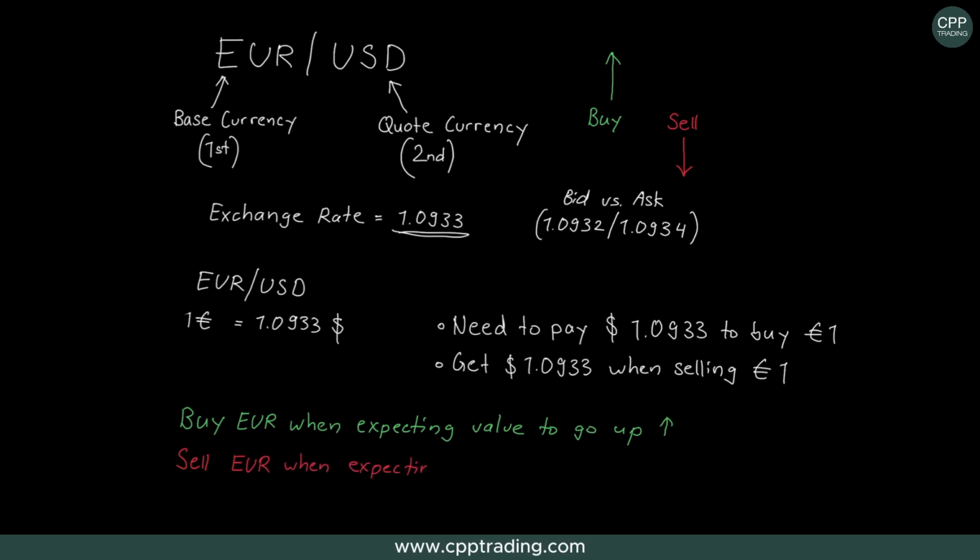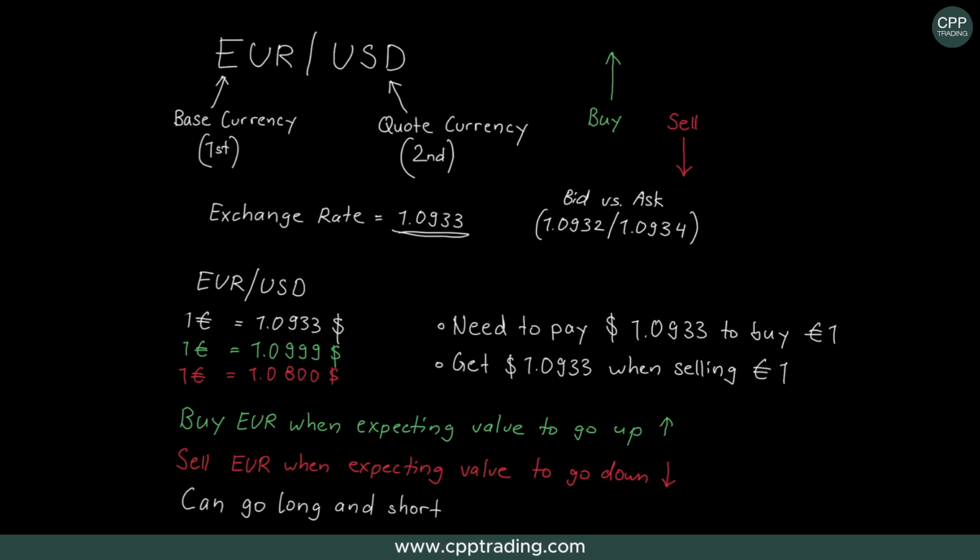This is, for example, if you do a technical analysis and you anticipate that the price will move in a certain direction. So if you believe that the price will go up to, say, 1.0999, you would be buying. If you believe it will go down to, say, 1.0800, you would be selling the euro. And again, you can always go long and short. So with any currency pair, you can both buy and sell.